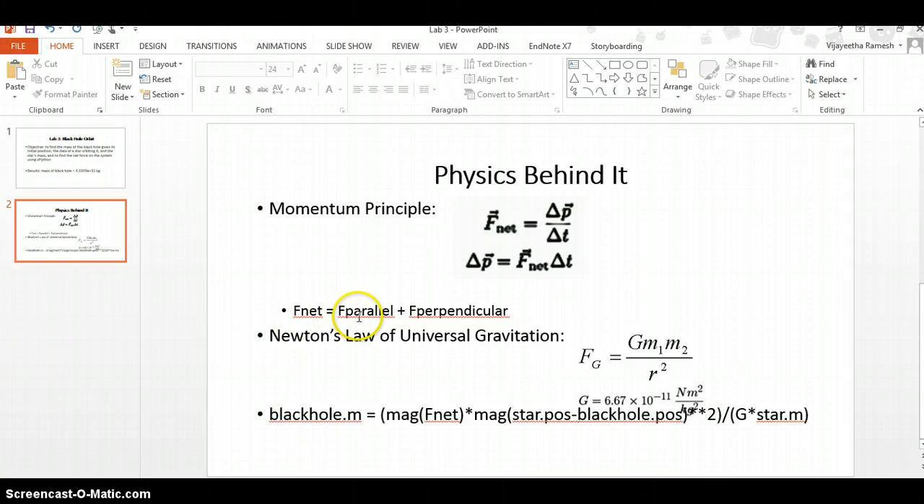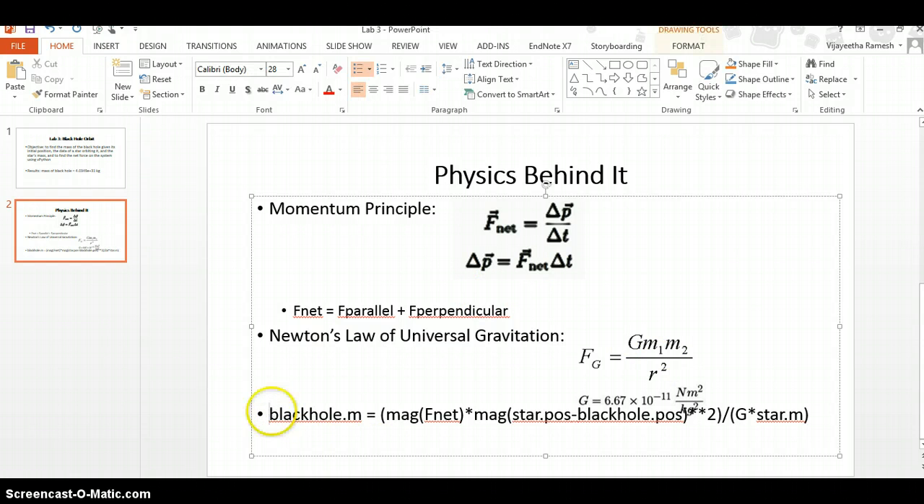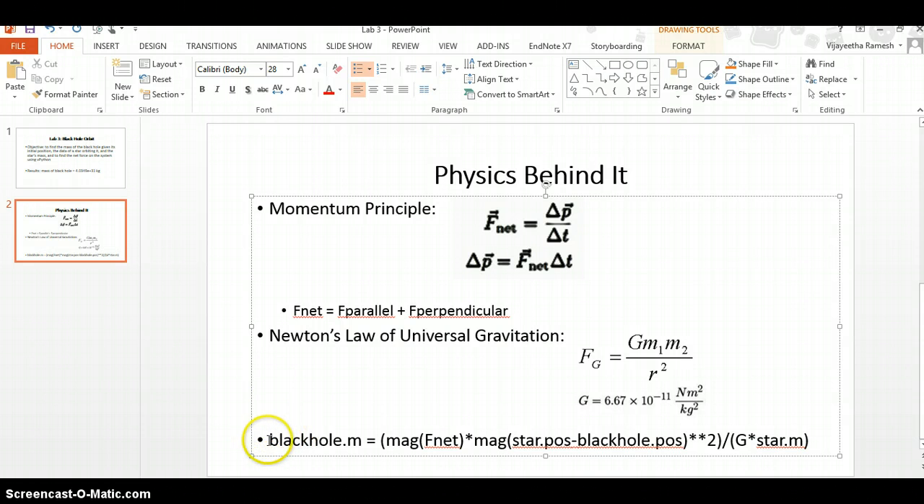Also, the net force can be broken down into the parallel and perpendicular components. This equation seen here is used in my code in order to calculate the mass of the black hole, where it equals the magnitude of the net force times the magnitude of the distance between the black hole and the star squared over the gravitational constant times the mass of the star.